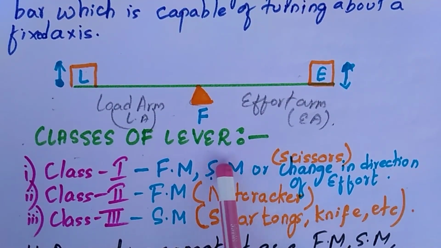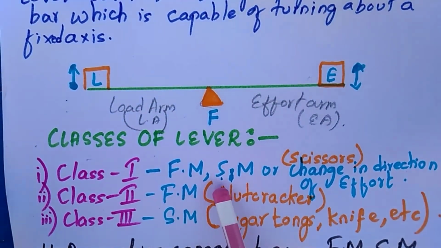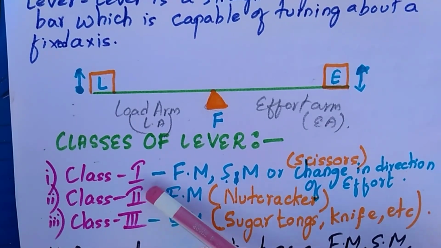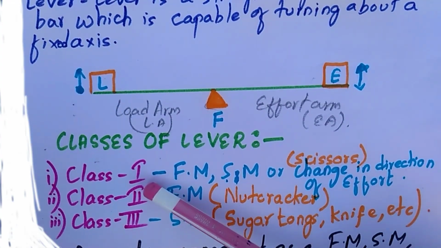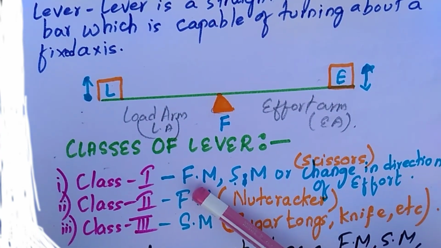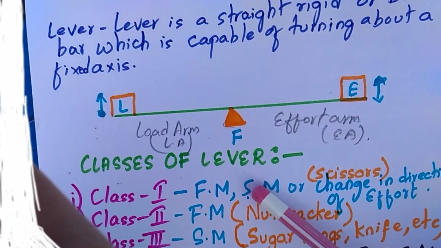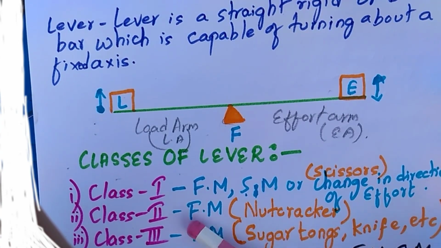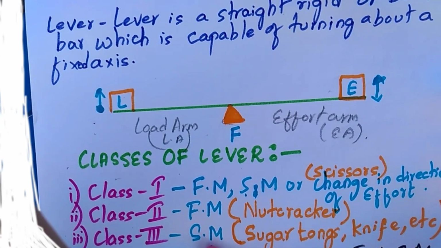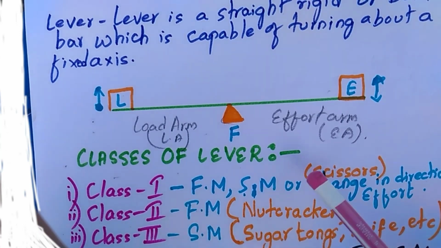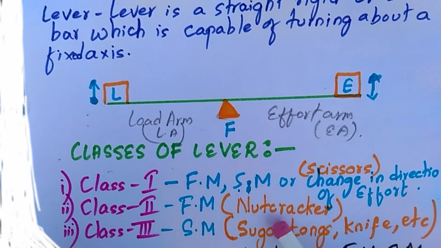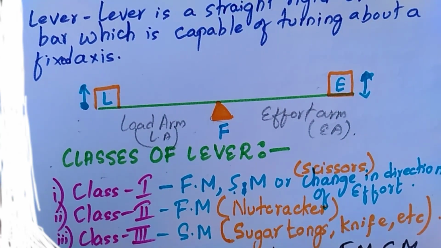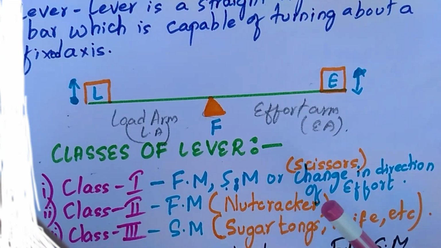Now classes of lever. There are 3 classes of lever: class 1 lever, class 2 lever and class 3 lever. Class 1 lever are always force multiplier, speed multiplier or change in direction of effort. Class 2 lever can act as force multiplier and class 3 lever are always speed multiplier. Example of class 1 lever is scissors. Example of class 2 lever is nutcracker. And example of class 3 lever is sugar tongs or knife.